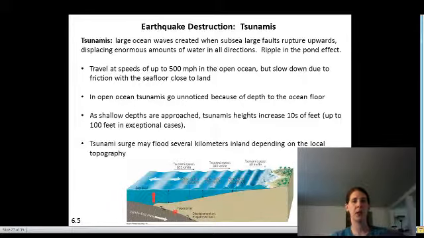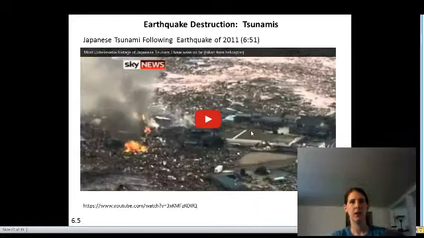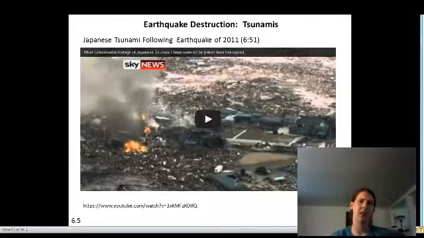And this surge, because of its height, is able to flood several kilometers inland, depending on the topography. If you have a very low-lying, very even topography, it can move several kilometers inland and then backwash all of that back out. This is the Japanese tsunami after the earthquake of 2011. I will post that link for you to see. It's really impressive to watch the aerial footage of this.